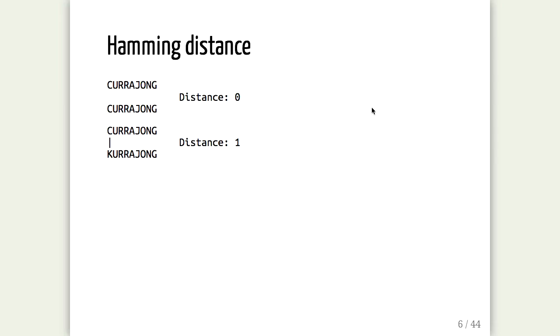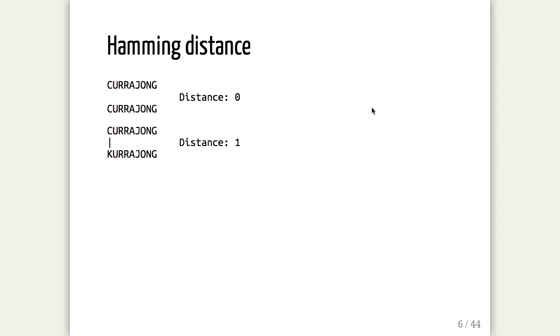So the first technique that we use is one that a lot of people know about, called Hamming distance. And quite simply, if you've got two words, you put them one on top of the other. The Hamming distance is the number of differences between those two words as we compare them letter by letter. So Currajong and Currajong, they're identical, so the Hamming distance is 0. If I spell it with a K, only the K is different. So the Hamming distance there is 1.